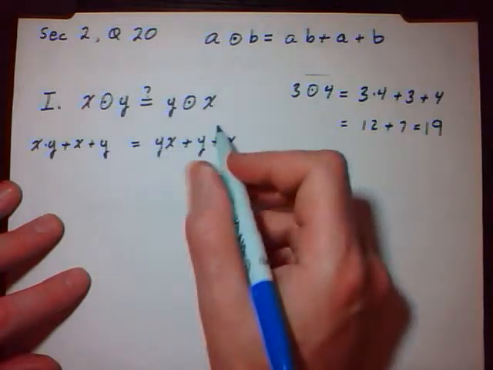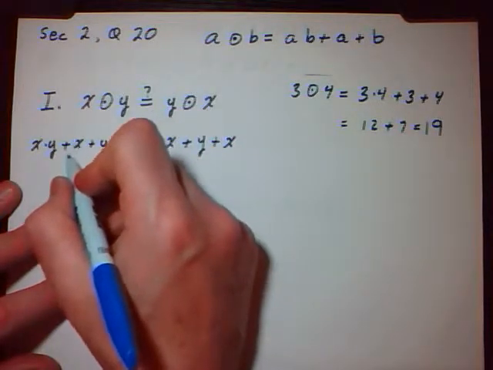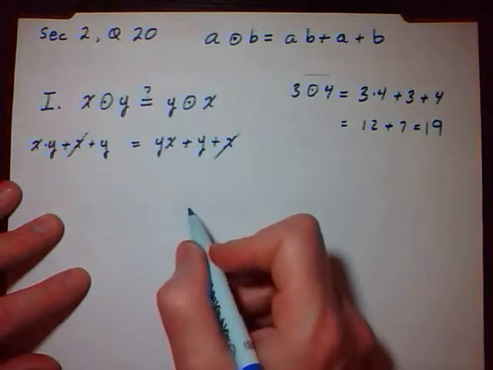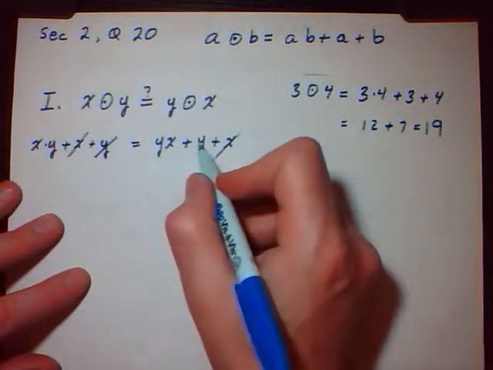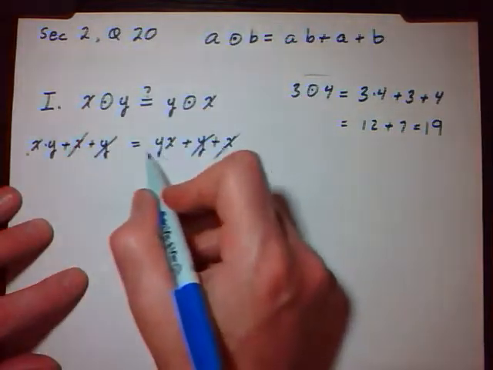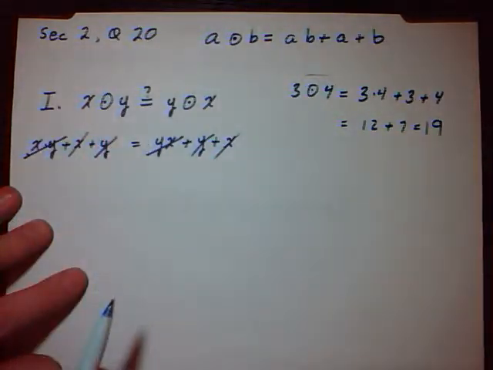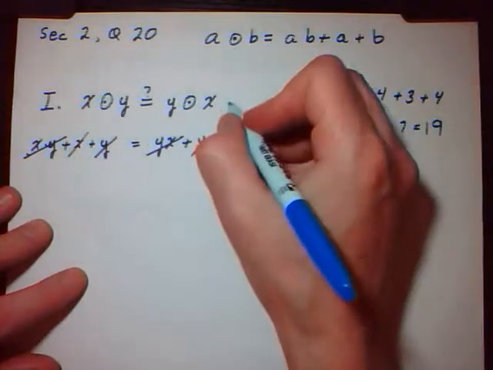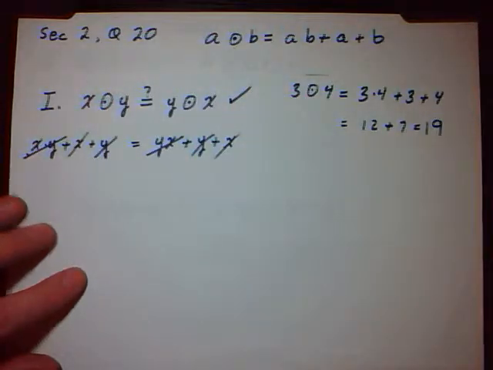And we can see that these are indeed equal to one another. We have an x over here and an x over here. We have a y here and a y there. And yx here is equal to xy. So this statement is true.